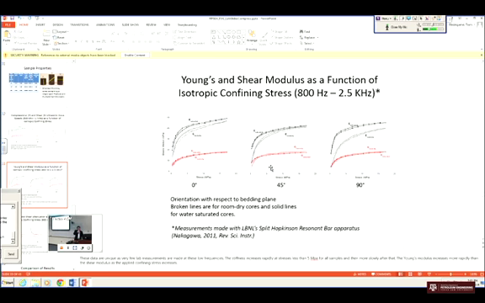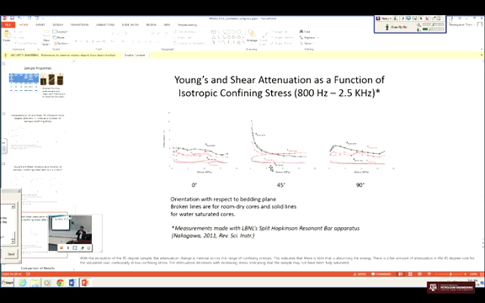In this case, again, it's between 800 hertz to 2.5 kilohertz. This is pretty high for field applications, but at least we are working with different frequencies too.